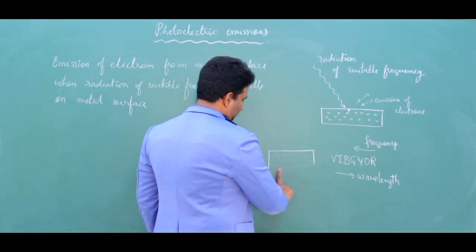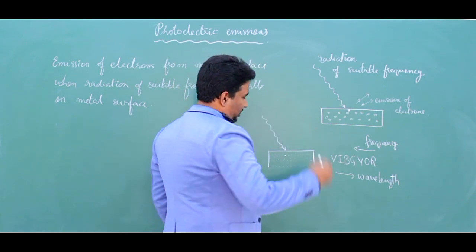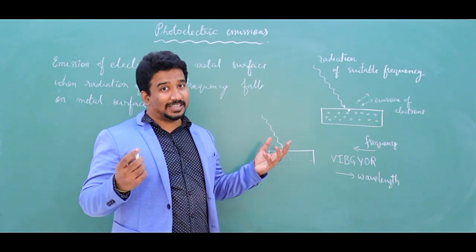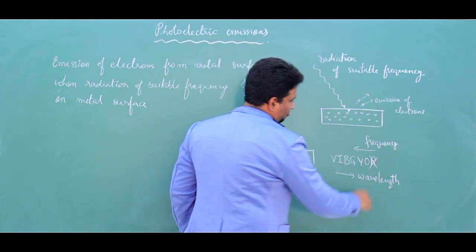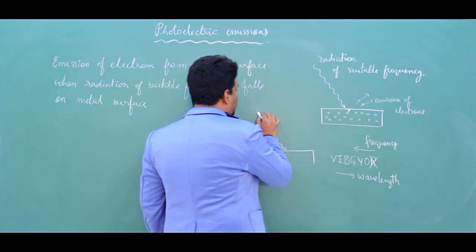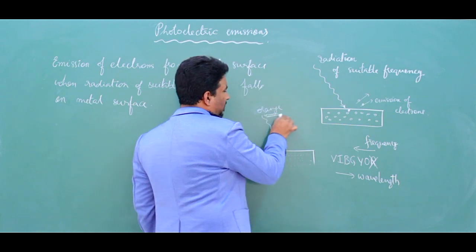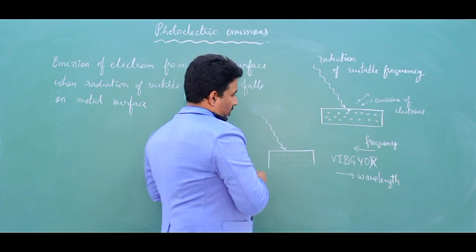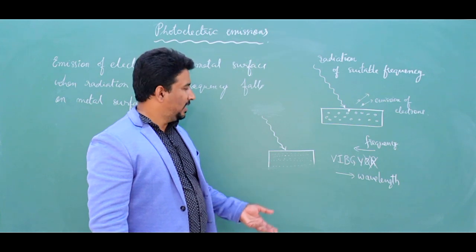Now, for this metal, I will make red light fall on the surface. Red light irradiates the surface, but there is no electron emission. Red light failed. It could not make an electron ejection. Now we will make orange light fall on the surface. Still, there is no emission of electrons. With orange, we could not make electrons leave the surface.